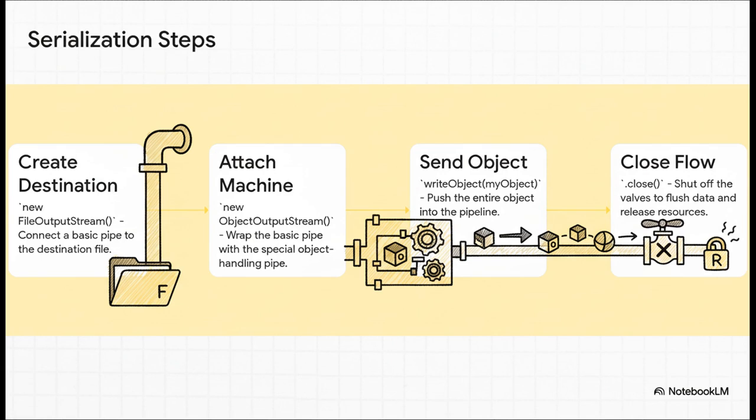And here's exactly how it works in your code. It's a simple four-step process. Step 1, you create your basic outlet pipe to a file, just like we talked about. Step 2, you attach the special serialization machine by wrapping that first pipe inside a new ObjectOutputStream. You see that wrapping idea in action? Step 3, you just call writeObject and pass in your object. That's it. And finally, and this is super important, step 4, you always call .close. Always. Think of it like turning off the water valve. It makes sure any leftover data gets pushed out and releases the file so other programs can use it.